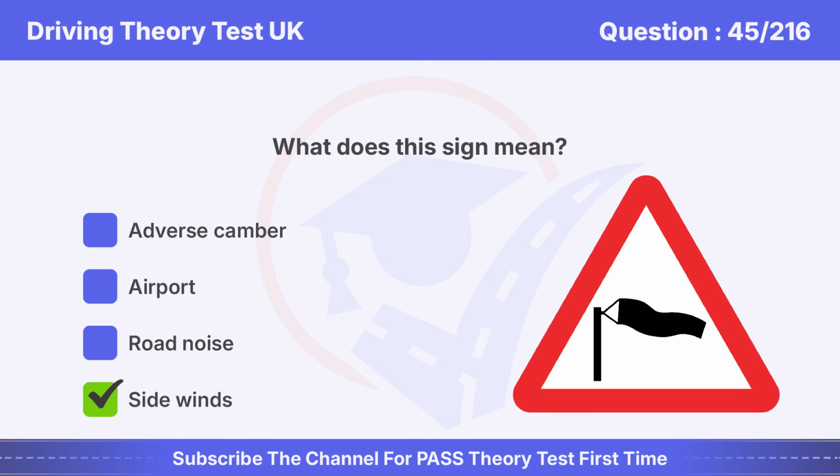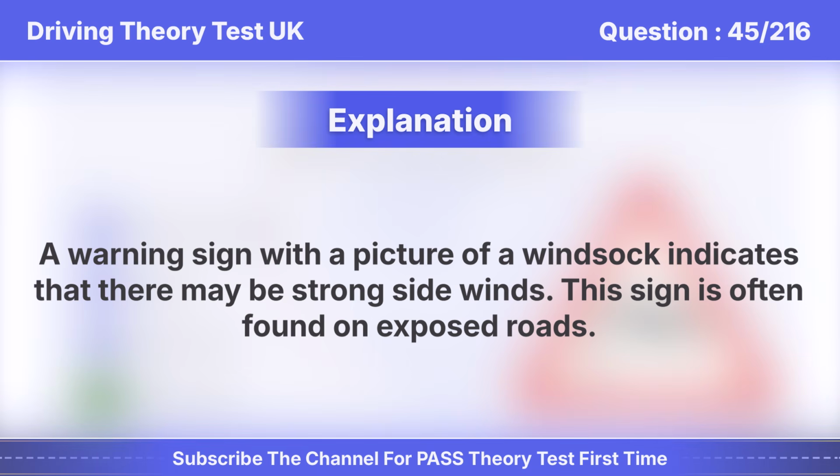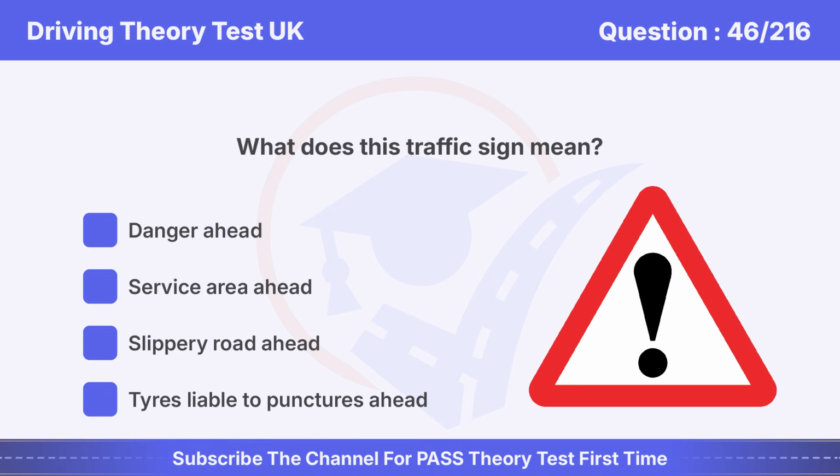Answer is D. Side winds. A warning sign with a picture of a windsock indicates that there may be strong side winds. This sign is often found on exposed roads. Question 46. What does this traffic sign mean?